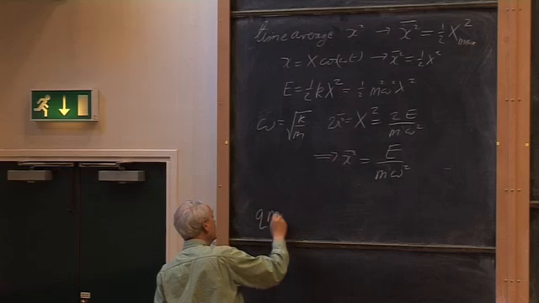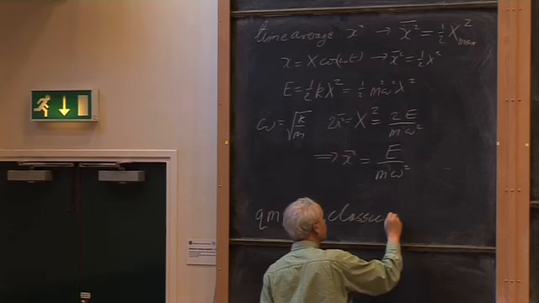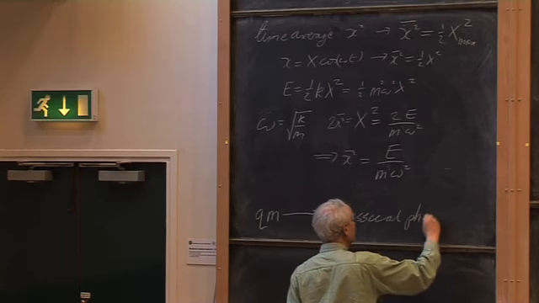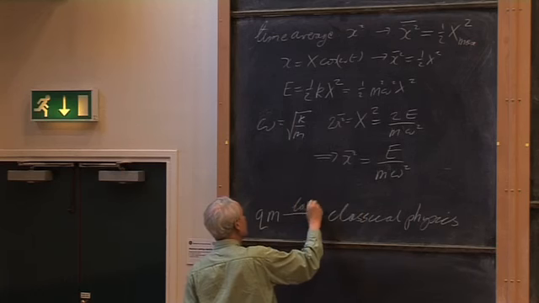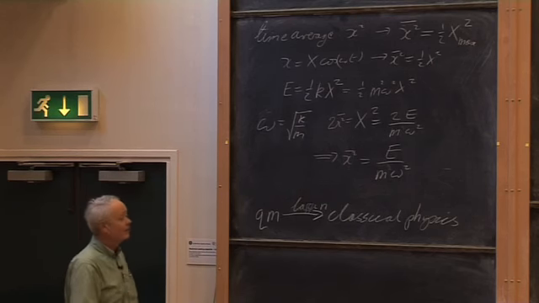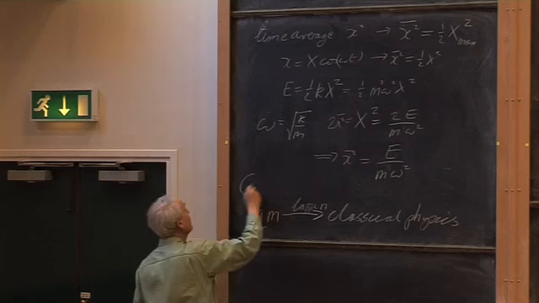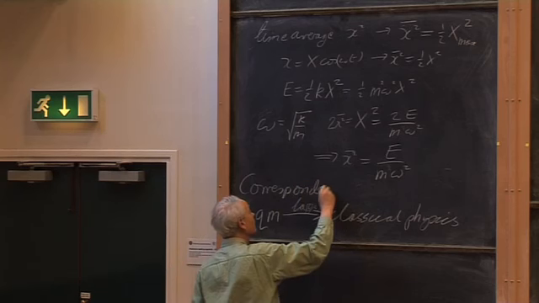So the exercise is that QM goes to classical physics for large n, large quantum number. Here's our first example of a quantum number, a relevant quantum number. This is the correspondence principle. Correspondence.